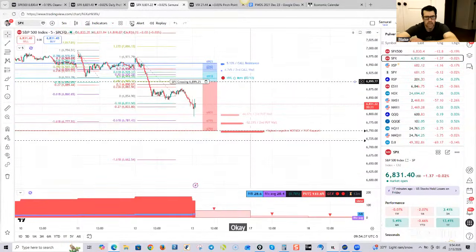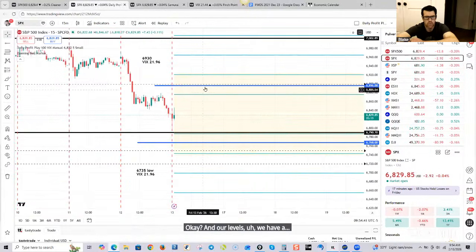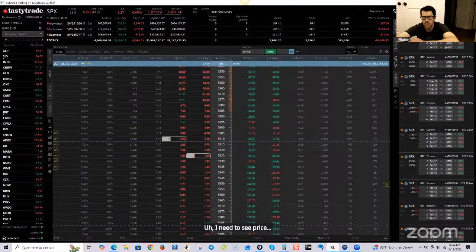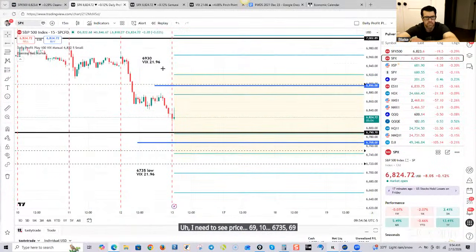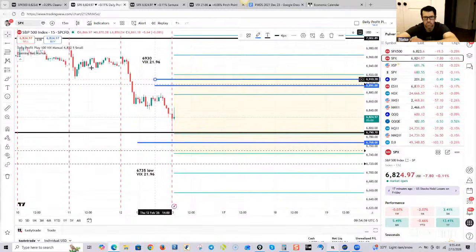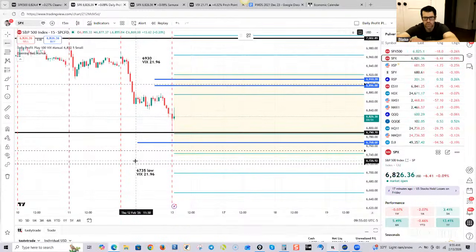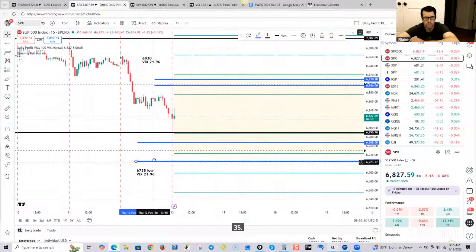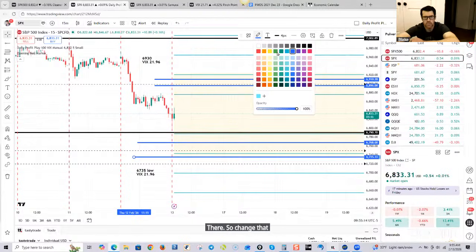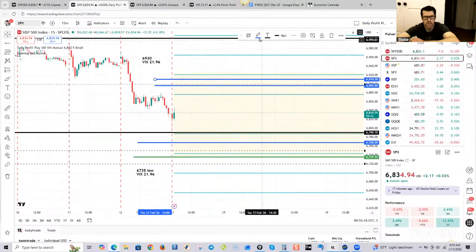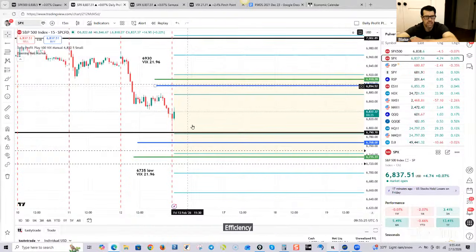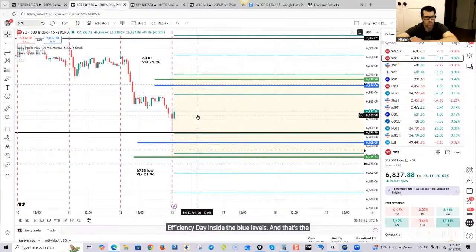Okay. And our levels, so the blue lines represent our expected move. I'll put green lines for us. I need to see price 69.10, 67.35, 69.10, and 67.25, 35. There. So change that to green. Change that to green. There. So we get paid inside the green levels, efficiency day inside the blue levels. If that's the day, we're good.